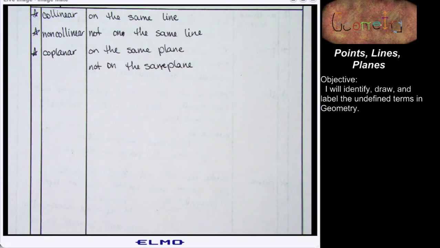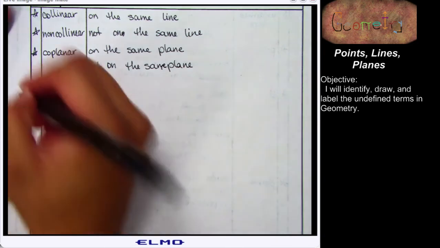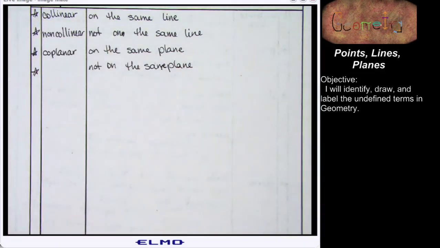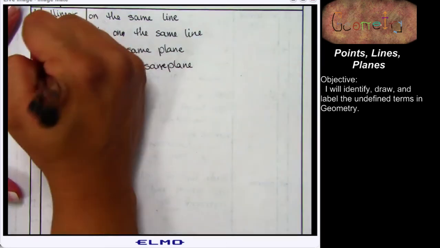So it's coplanar. Very nice. Turn to someone and say it. Coplanar. What do you think the word for not on the same plane is? Non-coplanar. Oh, you guys are awesome. Write it.